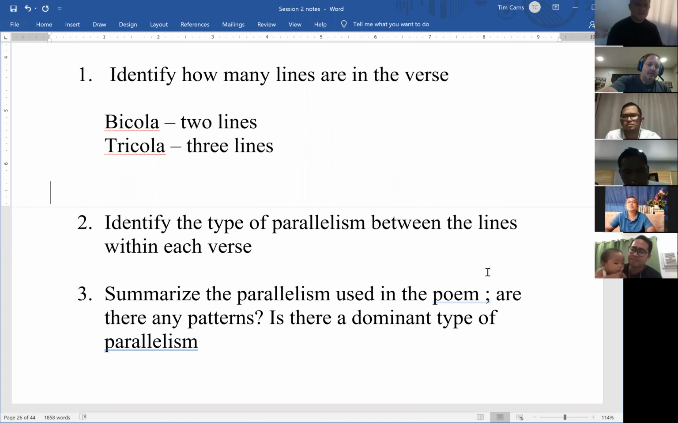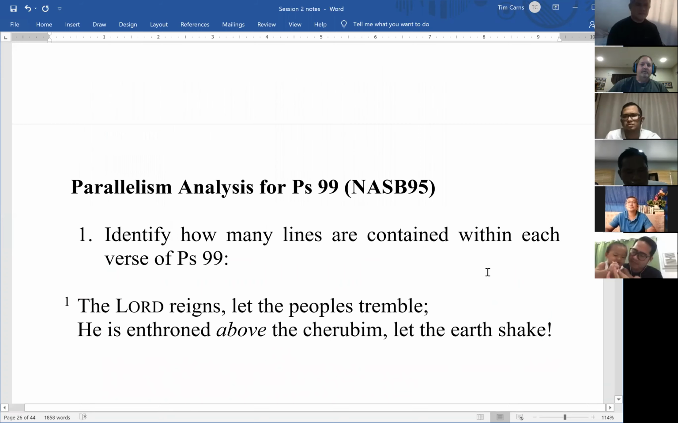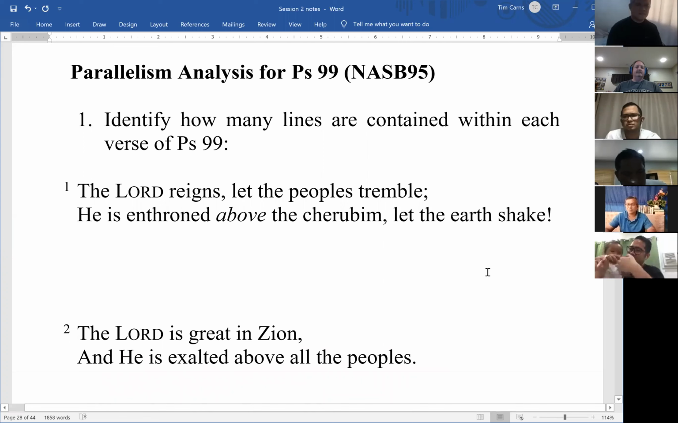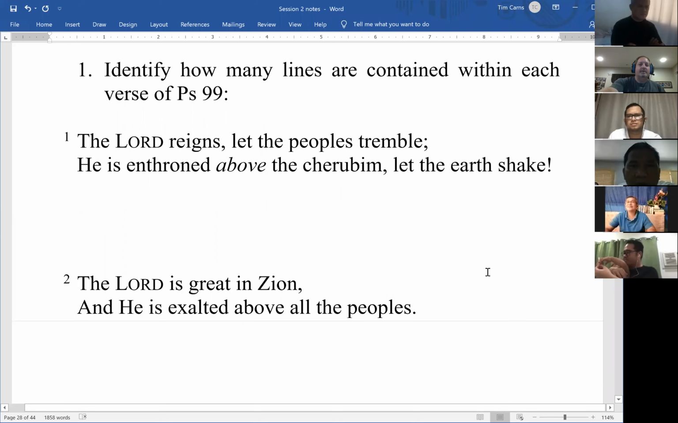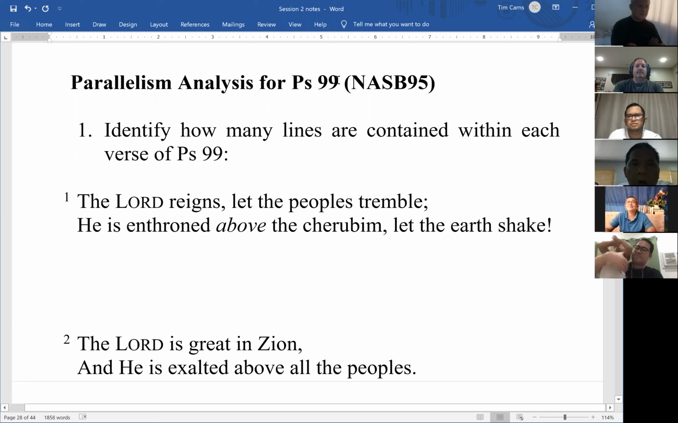Let me just show by example. Okay, so the first step in parallelism analysis: identify how many lines are in each verse. Let's quickly go through. I'm using the New American Standard as my reference translation here. Just keep that in mind.